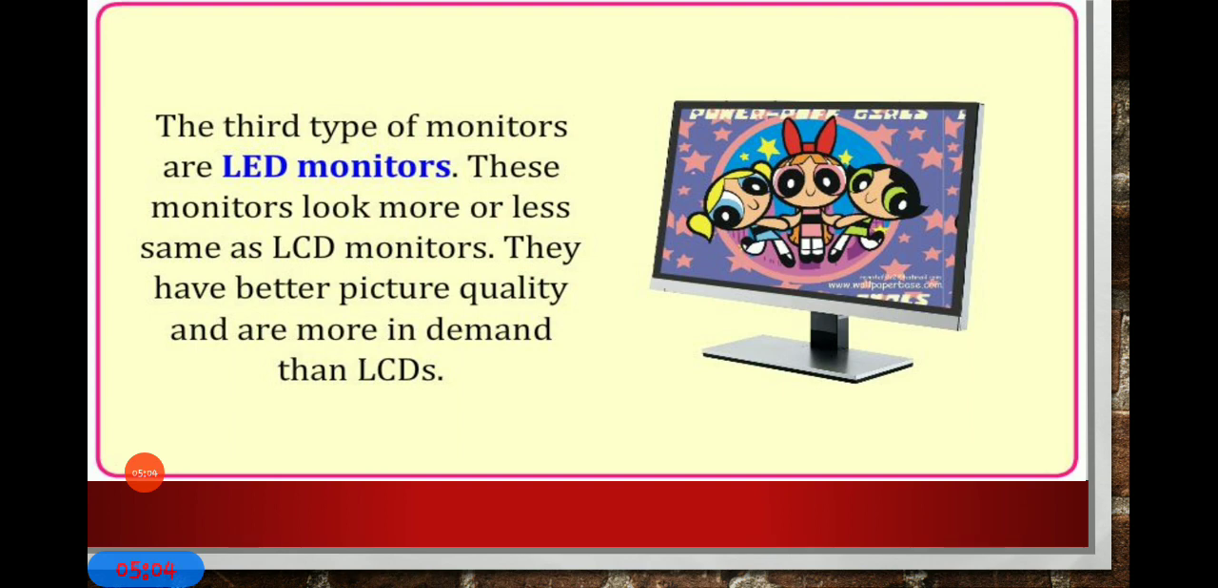Here LED monitors are also the same. The third type of monitor is the LED monitor. These monitors look more or less the same as an LCD monitor, but they are LED monitors. They have better picture quality and are more in demand than the LCD monitor, and they consume less electricity power. That one is in demand more right now in the world and in the market. It produces a sharp image and better picture quality.